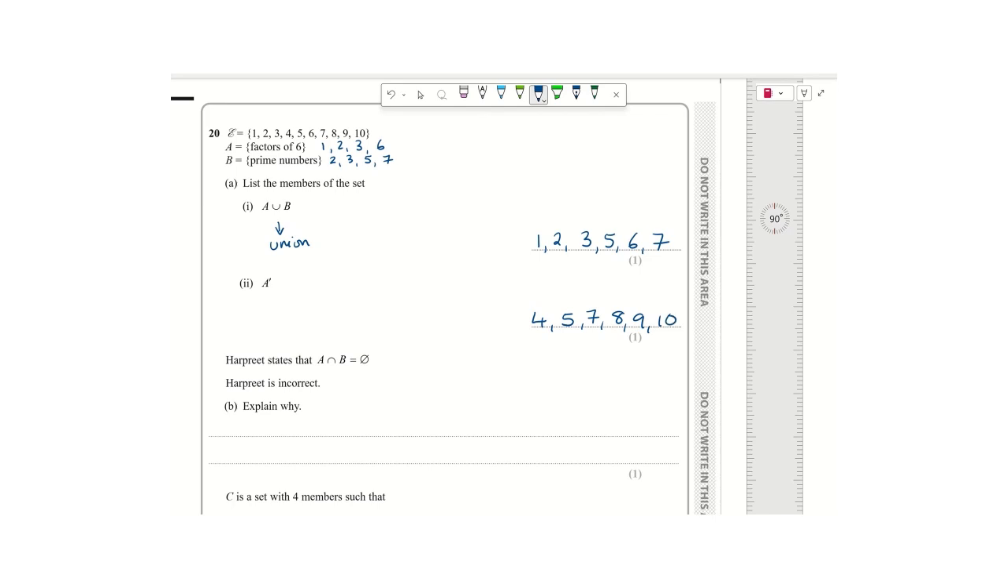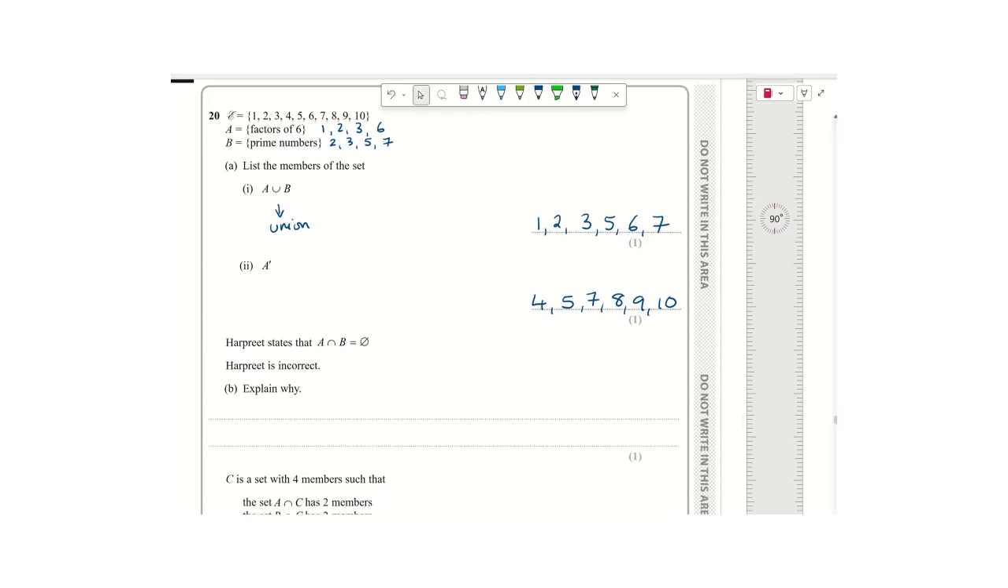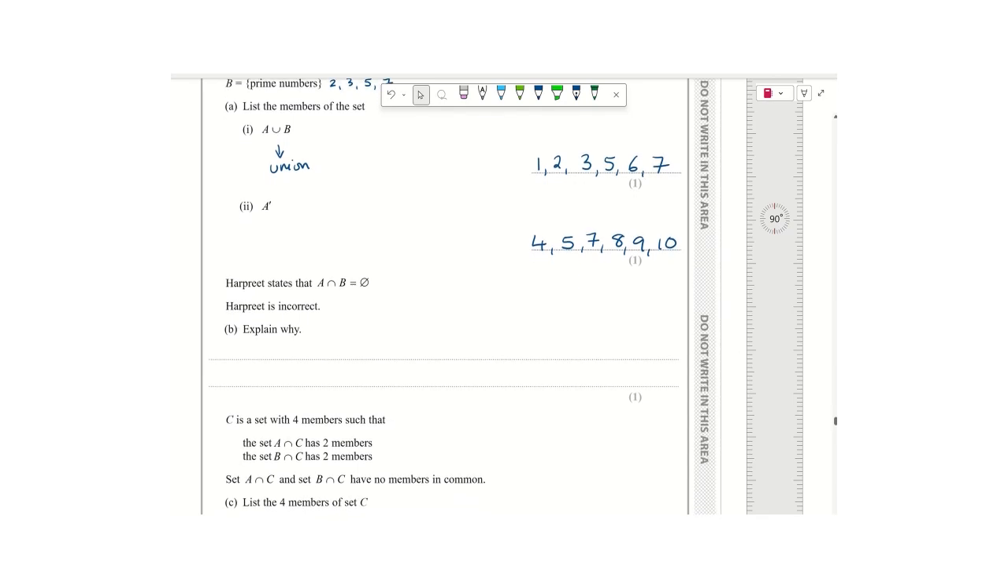Harpreet states that the intersection of A and B is the empty set. She's incorrect. Why? Well, if you look at A and B, they have 2 and 3 in common. 2 and 3 is in both A and B. So she's incorrect because 2 and 3 are in set A and set B.